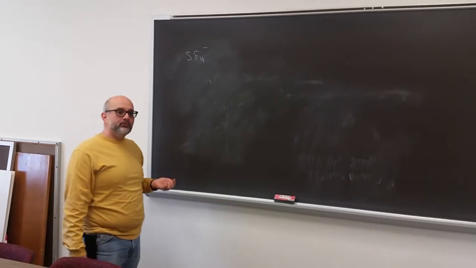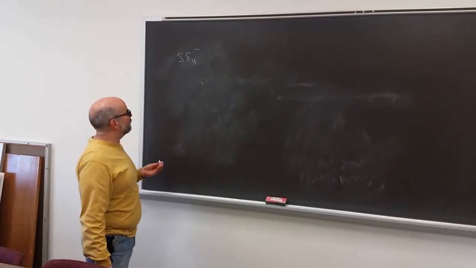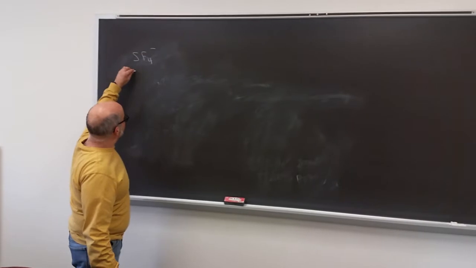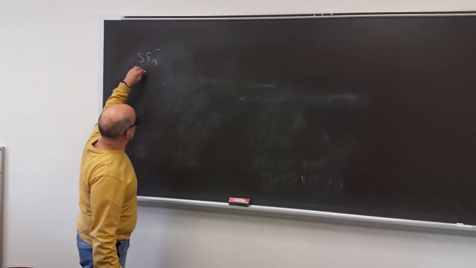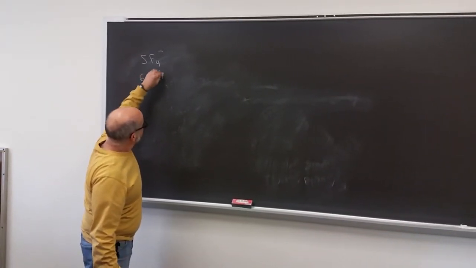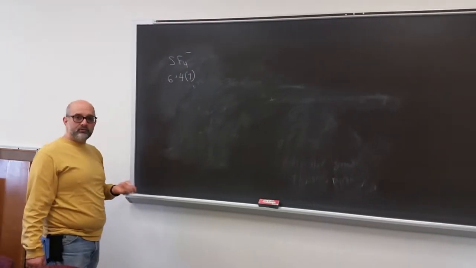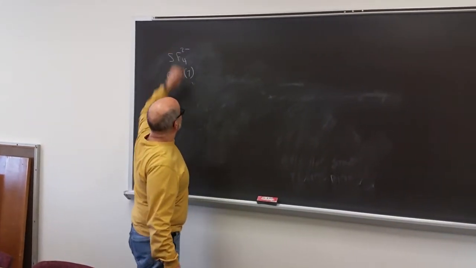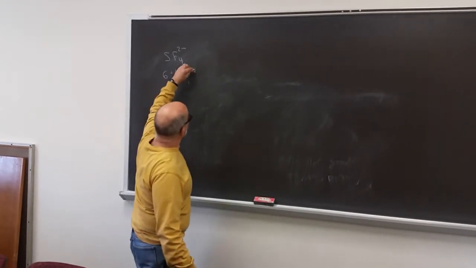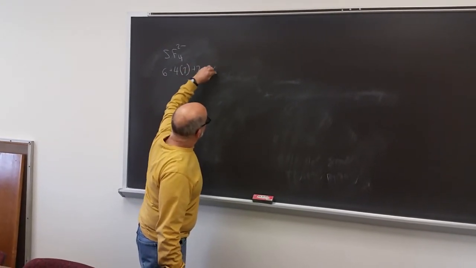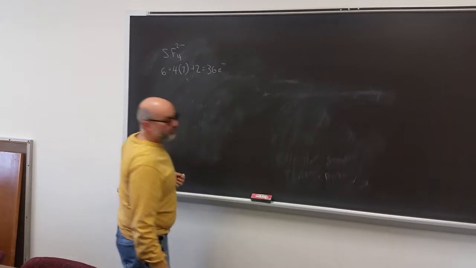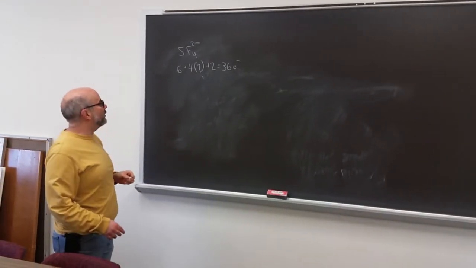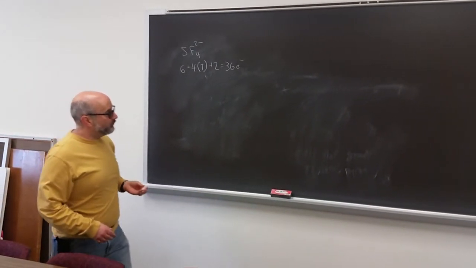So the next step is to count up all the valence electrons that you have. The sulfur is going to contribute 6 electrons. Each fluorine contributes 7 valence electrons, and then because this is a -2 ion, we're going to have 2 more from that, which gives us 36 valence electrons to use to hold together those 5 atoms.